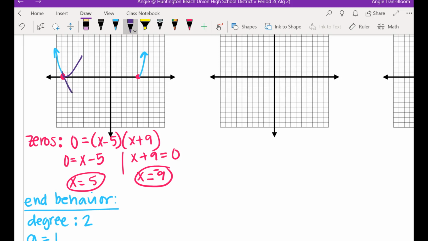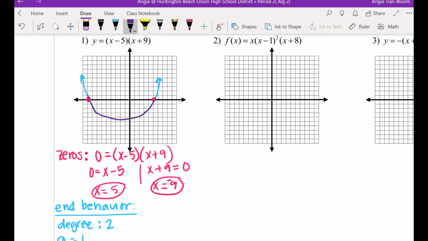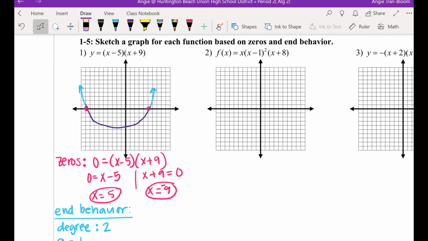Down, because it has to cross. So both sides have to cross, yes or no? And then guess what? You just connect them, because I'm just sketching based on the end behavior and the zeros. Any questions on just the first one? We are using odd multiplicity, even multiplicity, end behavior, and zeros. What is this called? This is graphing using just the zeros and end behavior. So we're just sketching out what it can look like. It's not an exact graph.